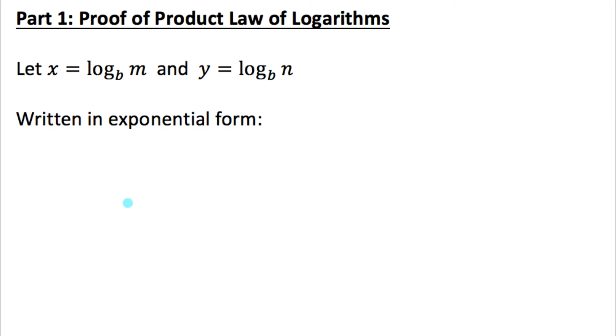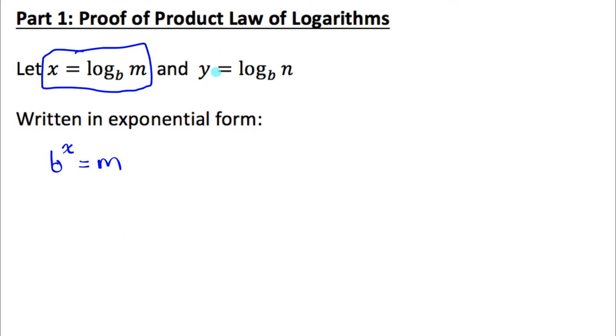So the first step in our proof, I've given you two logarithmic equations, x equals log base b of m and y equals log base b of n. I want you to rewrite each of those equations in exponential form. So the first one, let's rewrite that equation in exponential form. Well, remember, a logarithm finds you the exponent that goes on the base to get the argument. So it's telling us x is the exponent that goes on b to get m. So that's how we write it in exponential form. b to the power of x equals m.